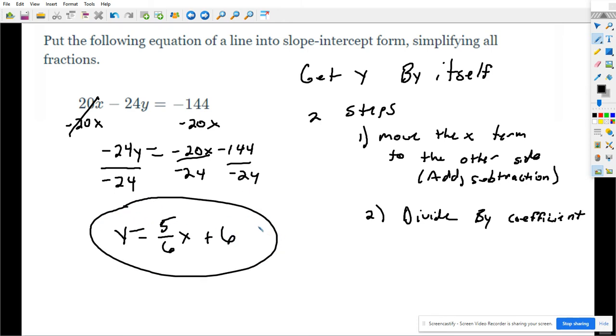So if I ask you to graph this, this would be my starting point at 6. I would go up 5 and right 6.